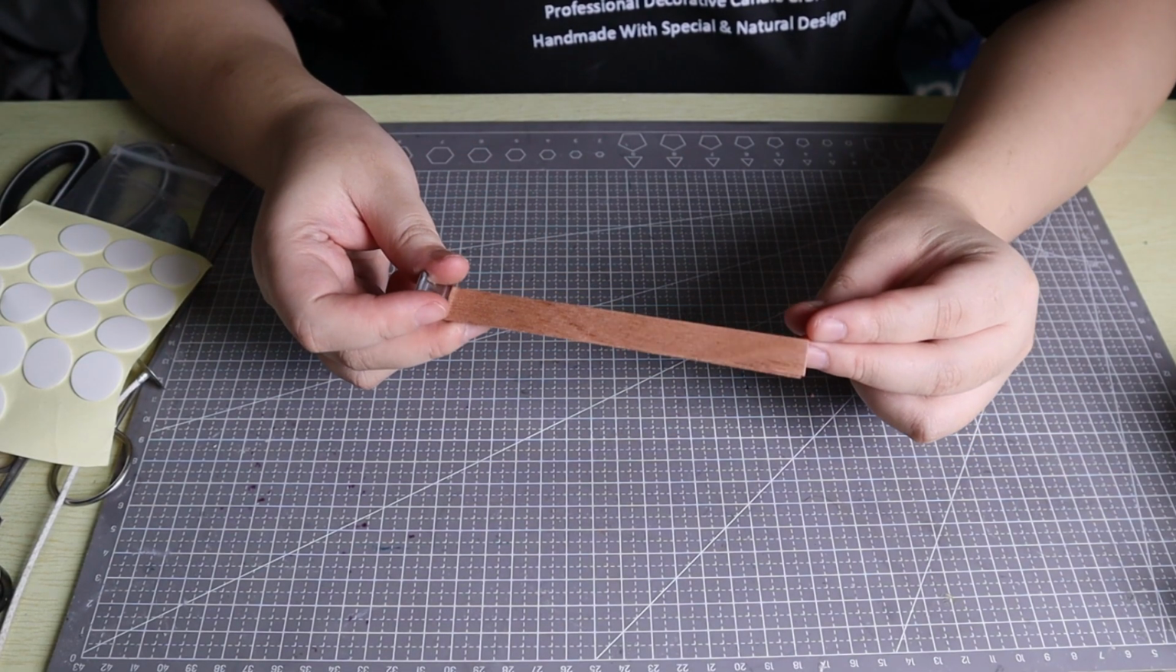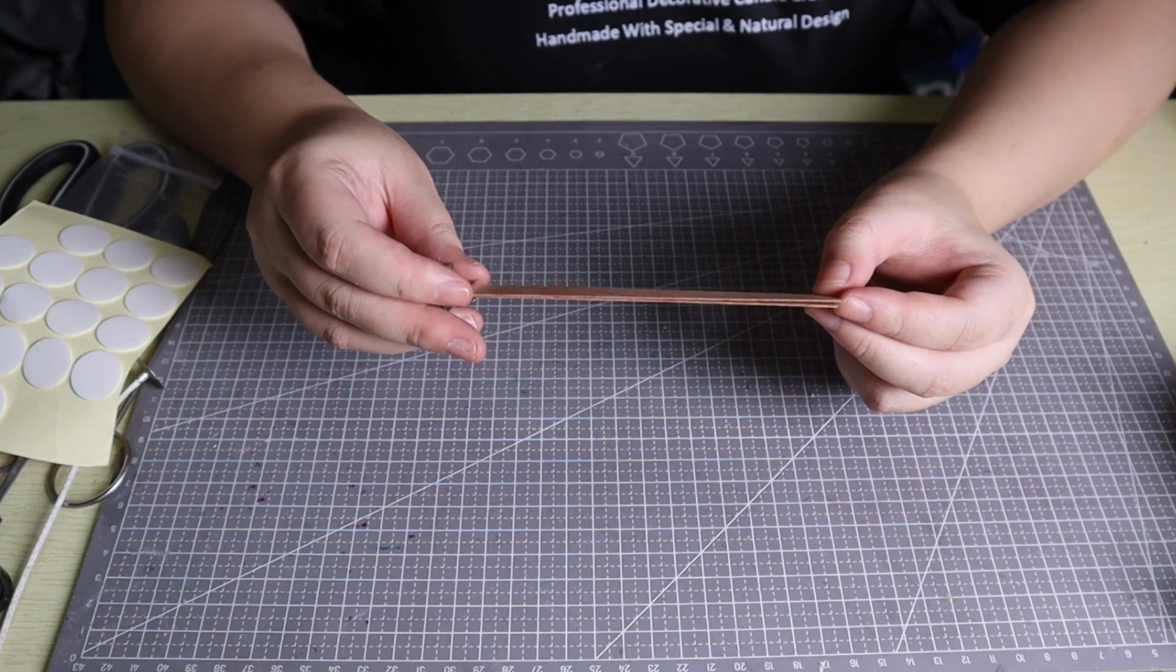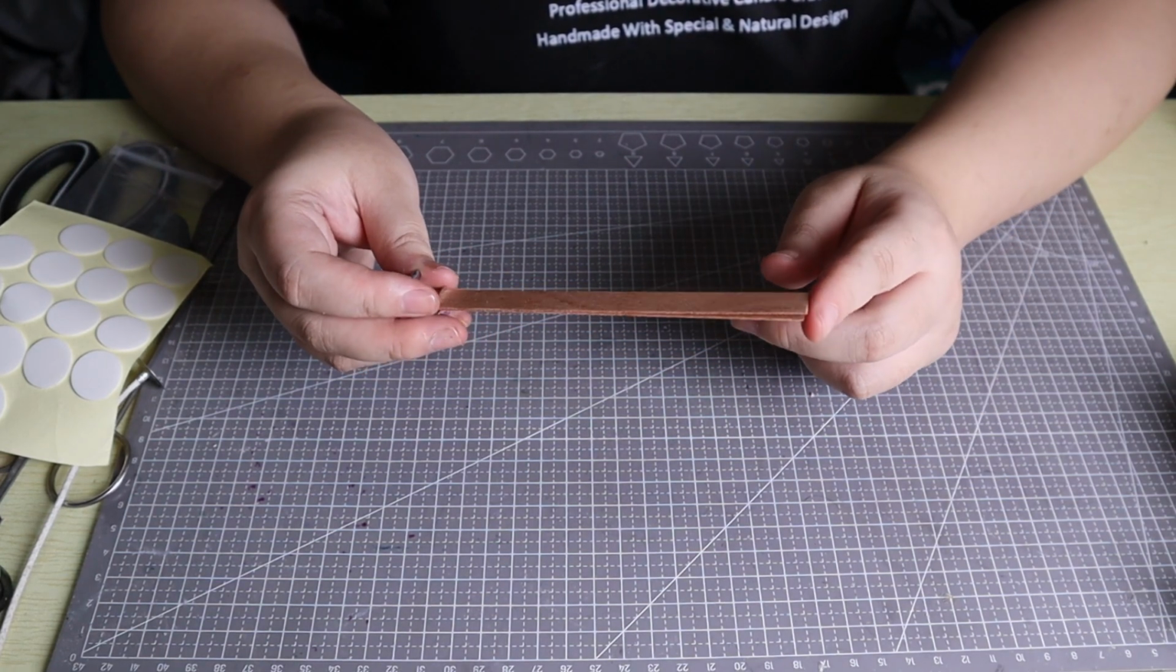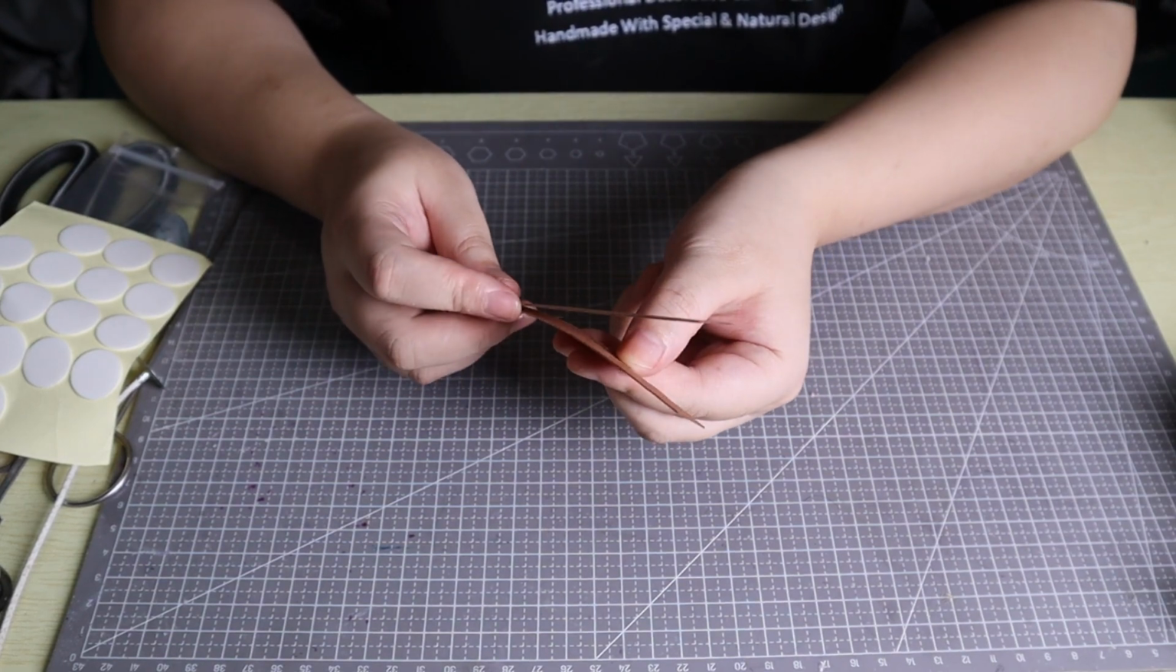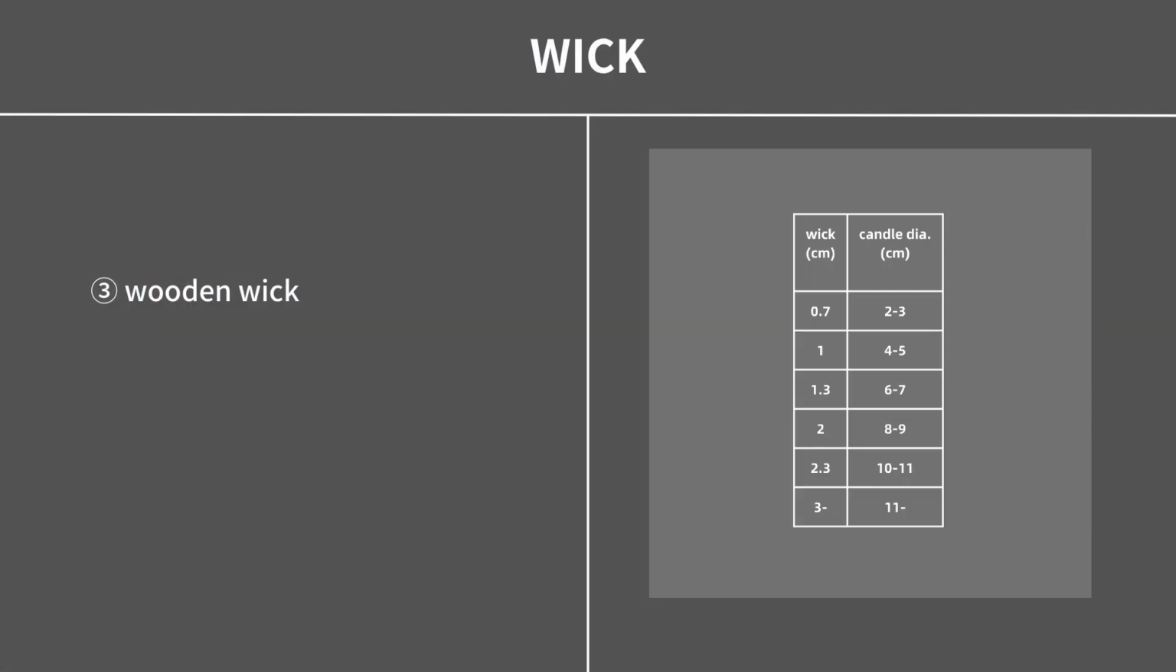In addition to these two types of wicks, there are also popular wooden wicks, which are generally composed of 2 wooden pieces and a base. Here is also a size reference table, but the values still depend on what your supplier provides.